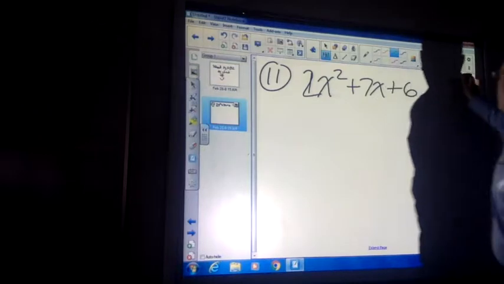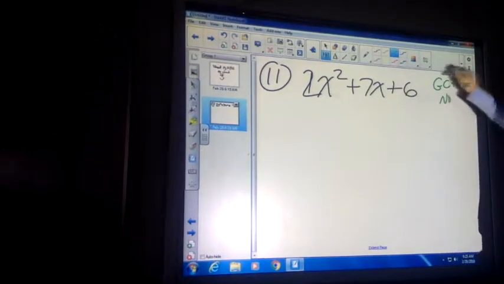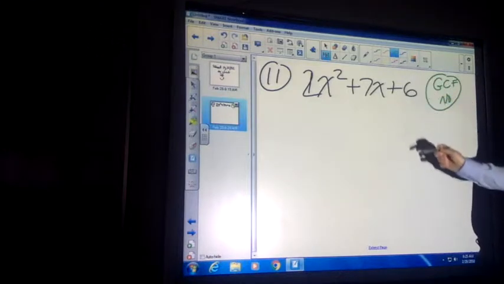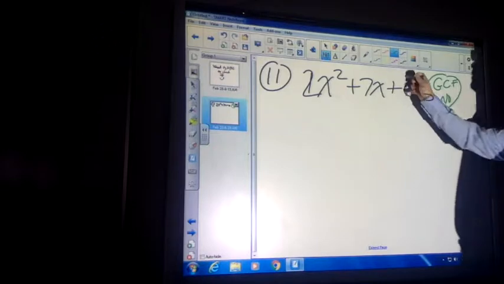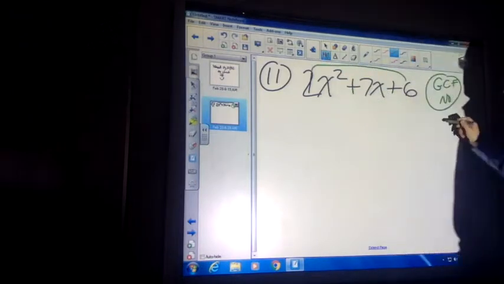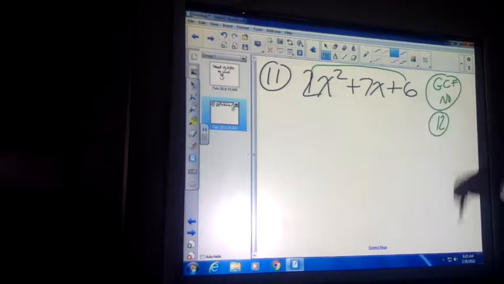So, GCF, no. What's my magical number that I'm trying to get to? 12. Last number times first, right? So my magical number is 12. Is it positive 12 or negative 12? Positive. Do we know if the signs are positive, positive, or negative, negative? Positive, because both signs are positive. So we have positive and positive.